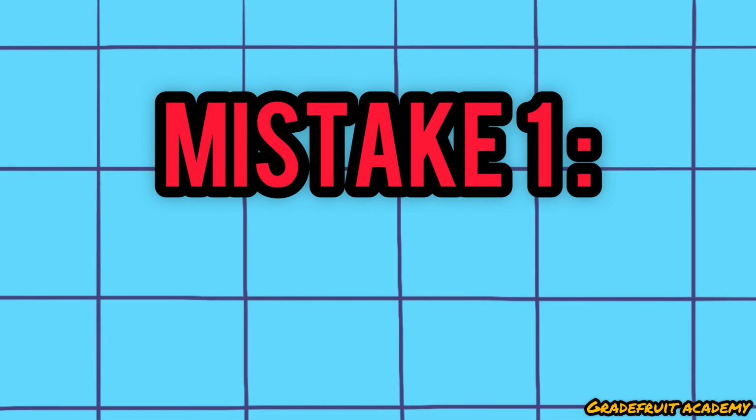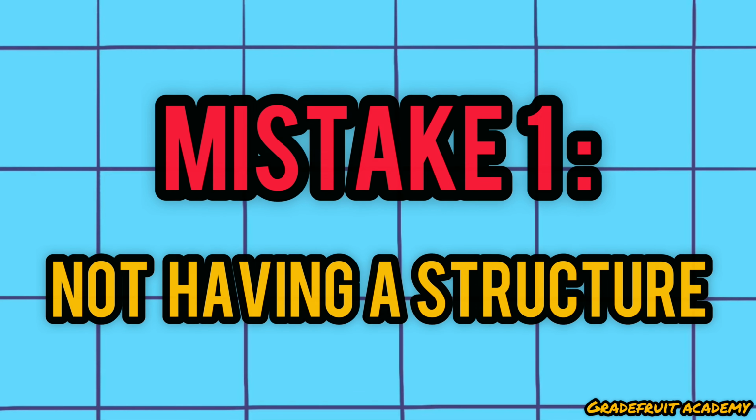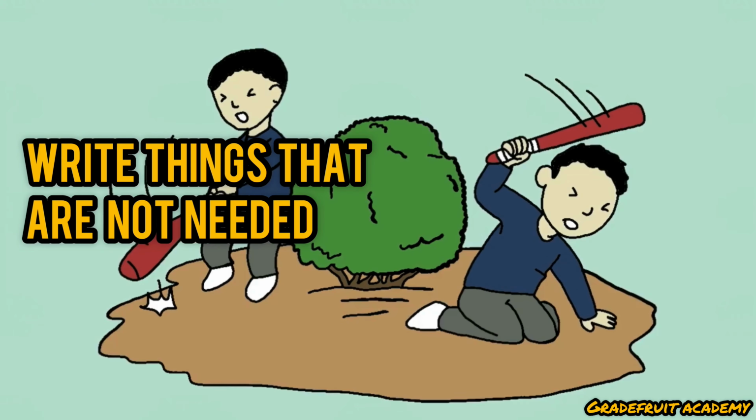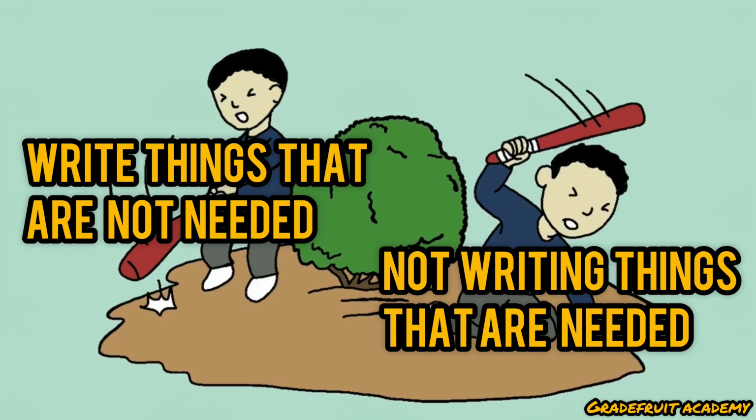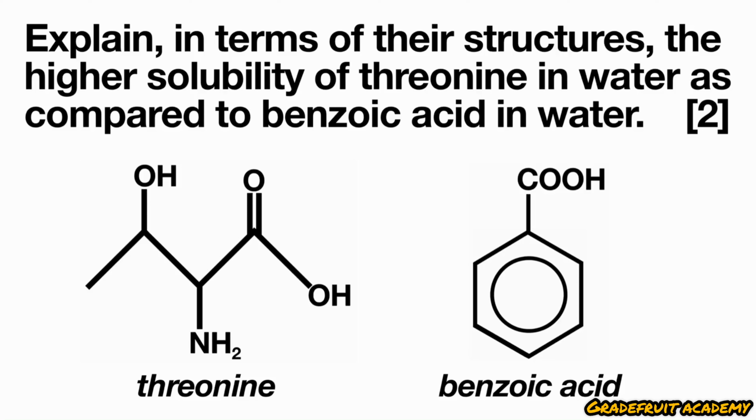The first mistake that students make is not having a structure in their answers. This will cause them to beat around the bush and write things that are not needed, or totally not writing the points that are needed. Take this question for example.